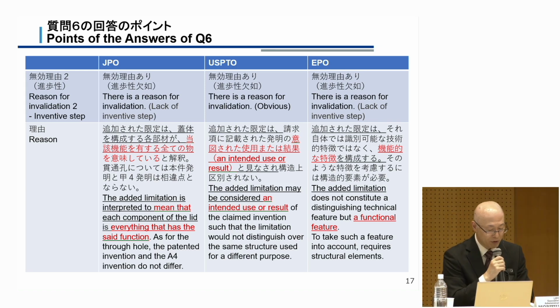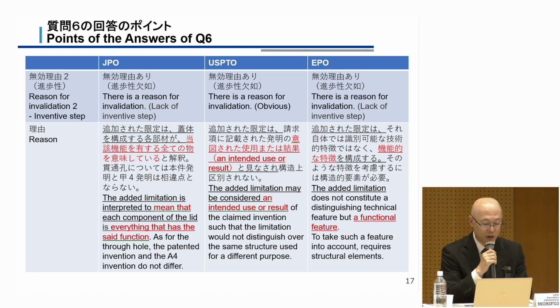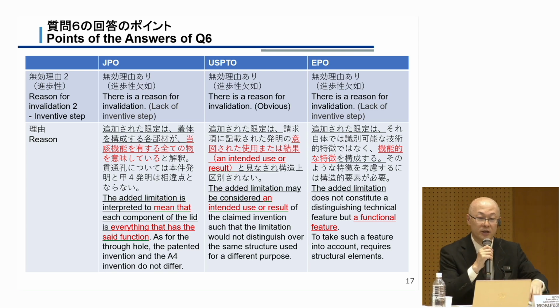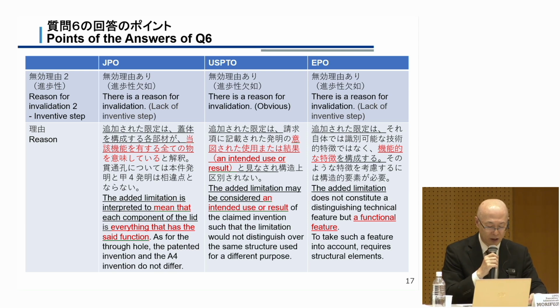Thank you very much. JPO, USPTO, and EPO all have the same answers. So for the reason for invalidation that can be established, we are all in agreement. However, for the reasons for invalidation, I think this seems to indicate the characteristics of each office.